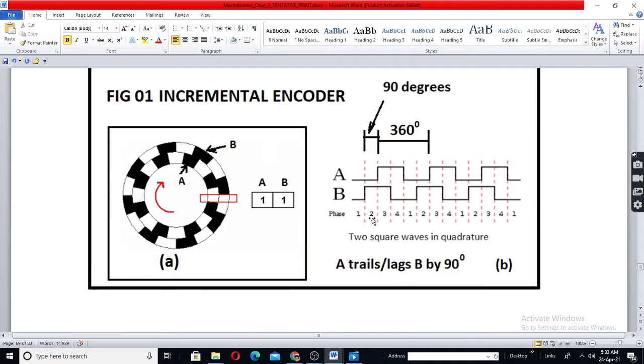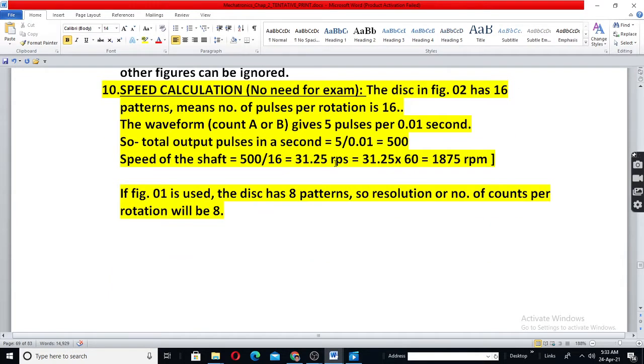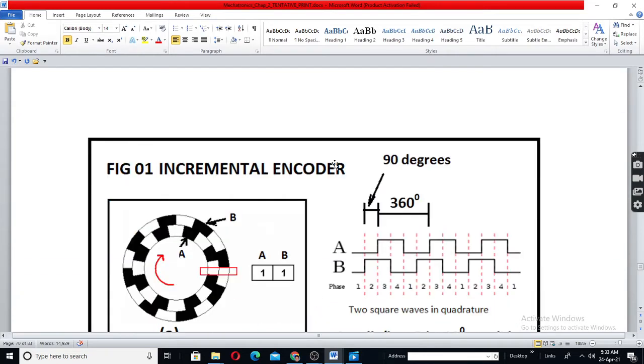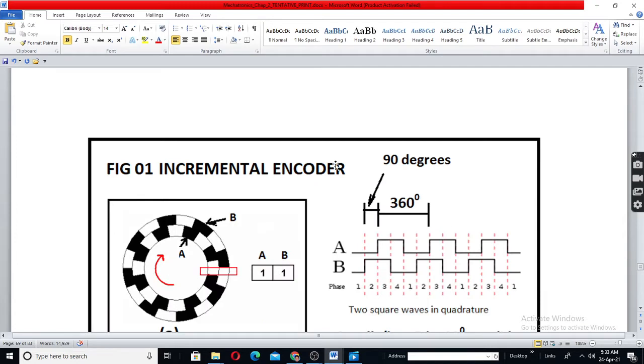Okay, here, the speed calculation is done here, which is actually not necessary. Okay, right. Now, if you want, you can see here.